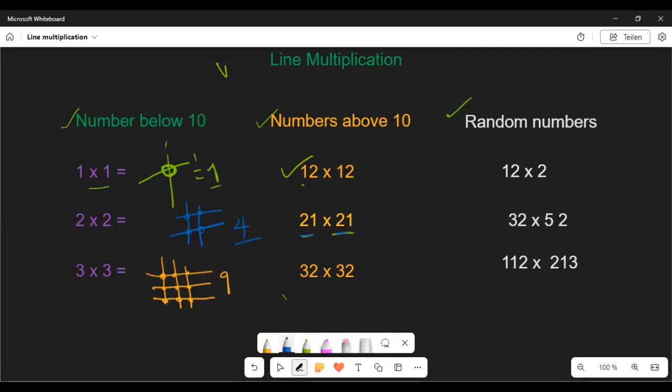So in this case now, we have 21. The first digits are going to be 2 and 1. So this is going to represent 20, and then we have 1. And then on the other side, we're also going to have 2 to represent 20, and 1.